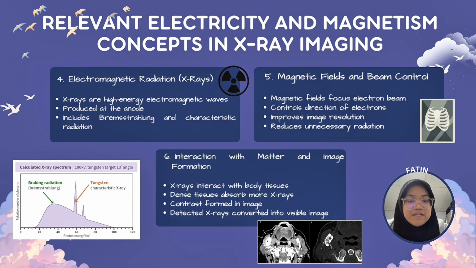After that, magnetic fields and beam control. Magnetic fields are used to focus and control the electron beam inside the X-ray tube. This improves image resolution and helps reduce unnecessary radiation exposure. Finally, interaction with matter and image formation. X-rays interact differently with body tissues. Dense tissues such as bones absorb more X-rays than soft tissues, creating image contrast. The detected X-rays are then converted into a visible image.